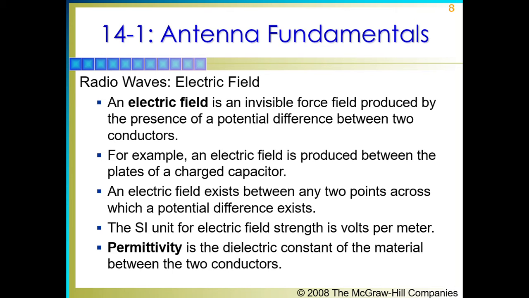Electric field is defined as the electric force per unit charge. The direction of the field is taken to be the direction of the force it would exert on a positive test charge. The electric field is radially outward from a positive charge and radially in toward a negative point charge. The SI unit for electric field strength is volts per meter. Permittivity is the dielectric constant of the material between two conductors.